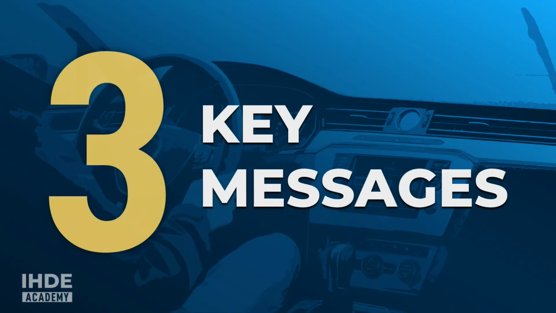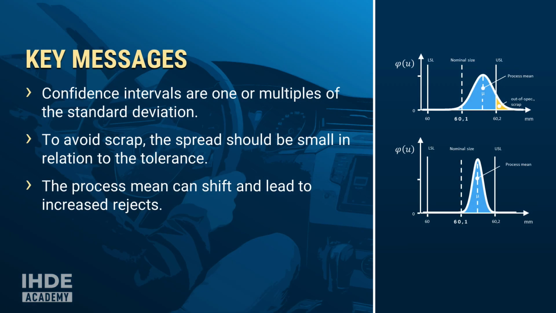Well, that was a lot of new information. Therefore, I would like to conclude by repeating the 3 most important key messages. Confidence intervals are one or multiples of the standard deviation. To avoid scrap, the spread should be small in relation to the tolerance. The process mean can shift and lead to increased rejects.